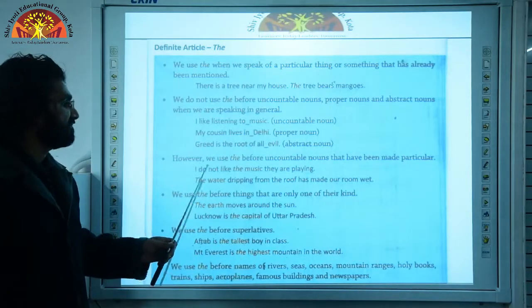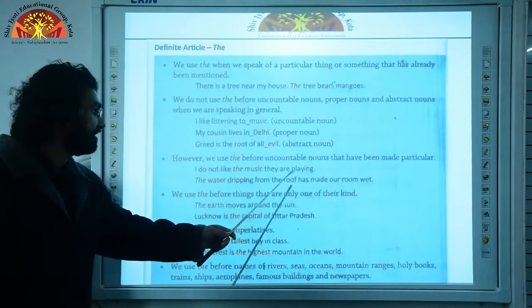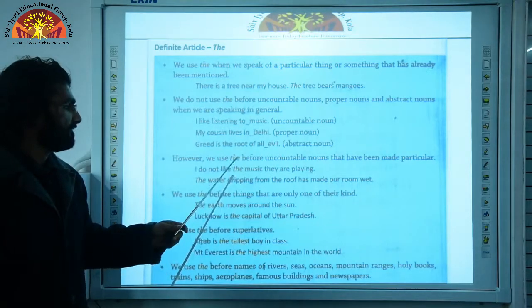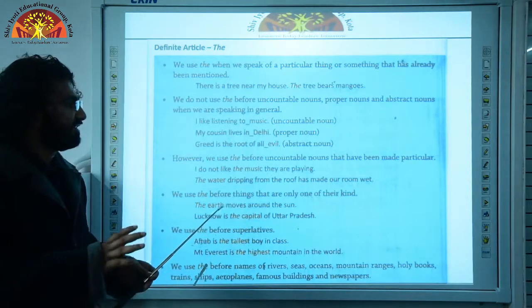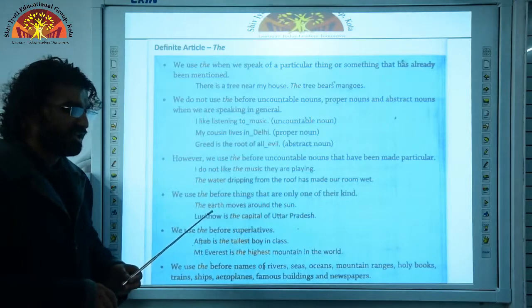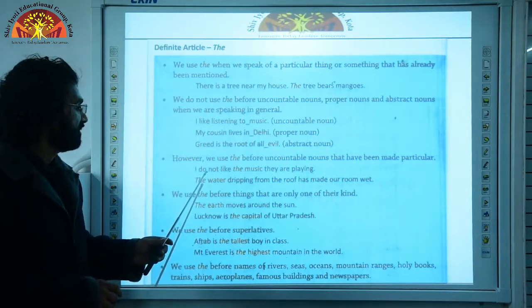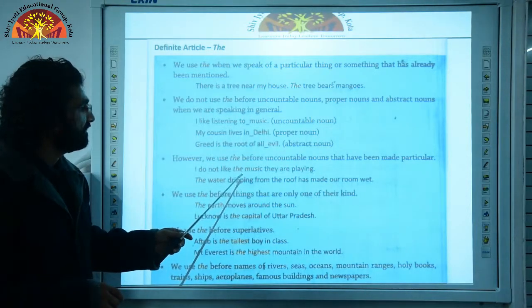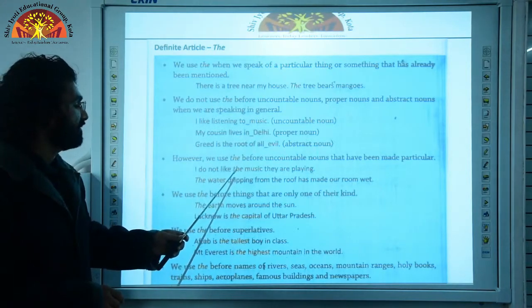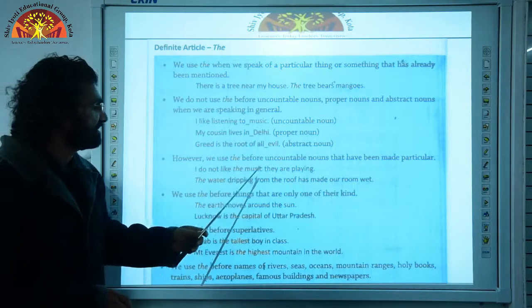I do not like the music they are playing. Okay. Here we can use "the" before uncountable nouns that have been made particular. For example, here you will wonder, why are we using "the" here? Above we didn't use "the". Why are we using "the" here? I do not like the music they are playing.